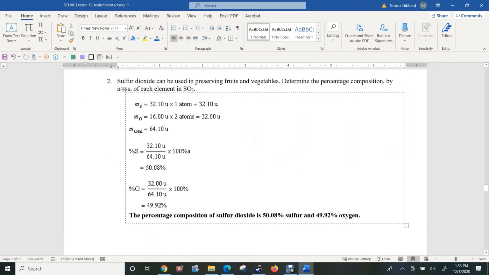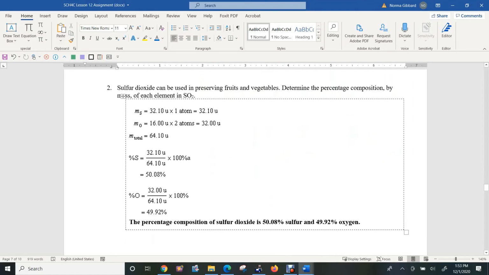Now, let's take a look at this question. Now, keep in mind the u just means the atomic mass unit. So we've been using m for mass. u is another way of saying the same thing, but in a more general term. Okay. So, sulfur trioxide can be used in preserving fruits and vegetables. Determine the percentage composition by mass of each element in SO3.